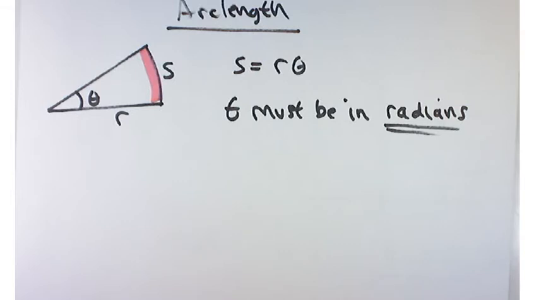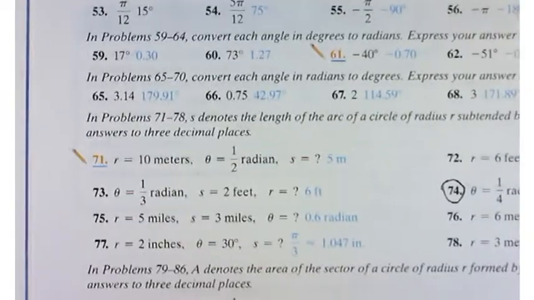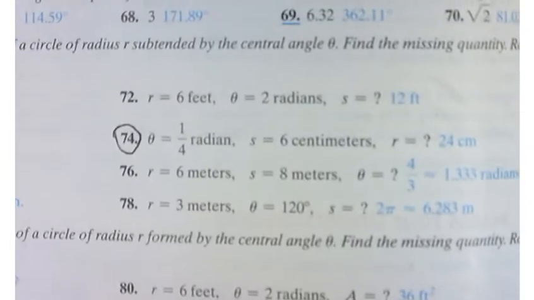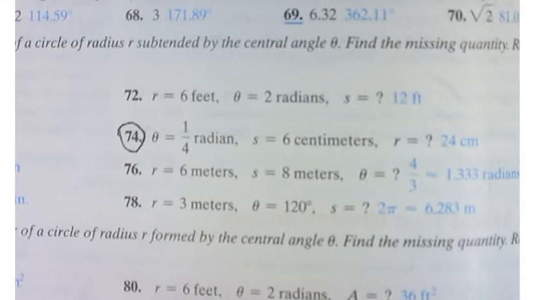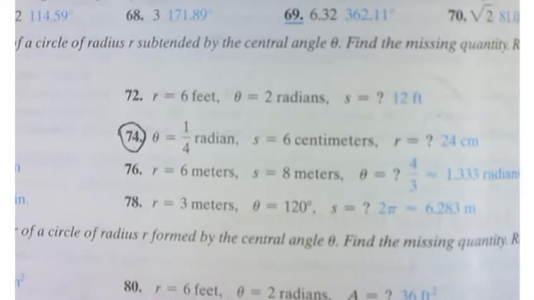So let's do a couple example problems, starting with problem number 72. 72 is kind of a friendly one because we are going to start out with units of radians to begin with. So I want to find the length of a stretch of arc if the radius is 6 feet and you're dealing with an angle of 2 radians. Now 2 radians is pretty big. That's about a 143 degree angle.